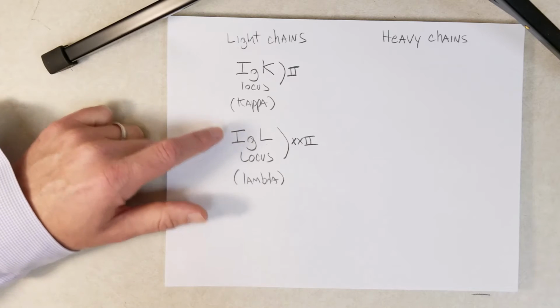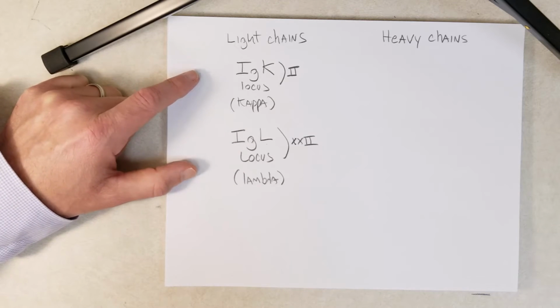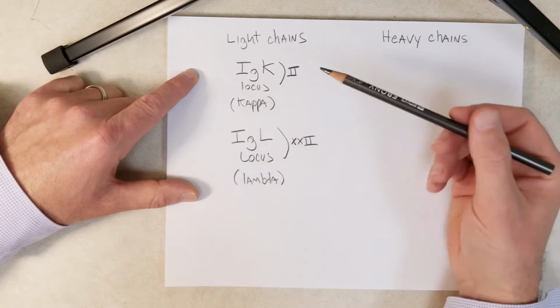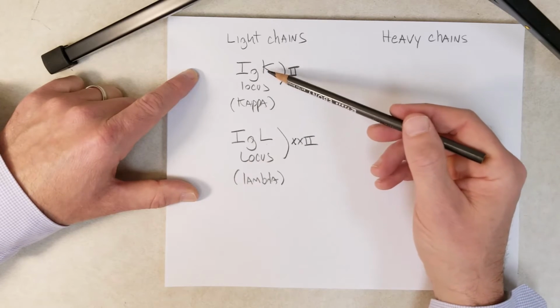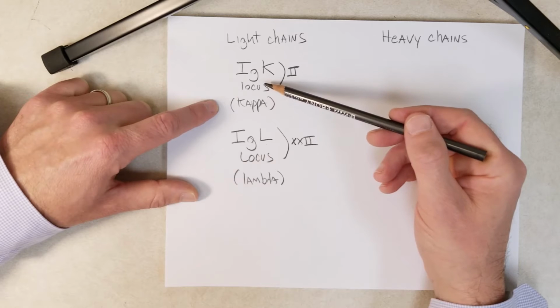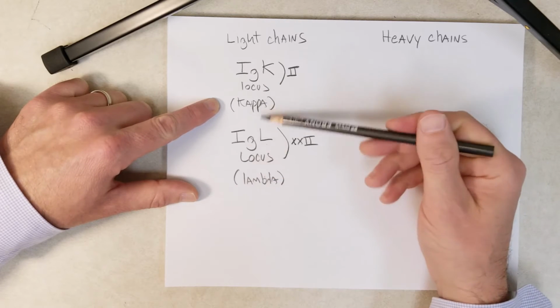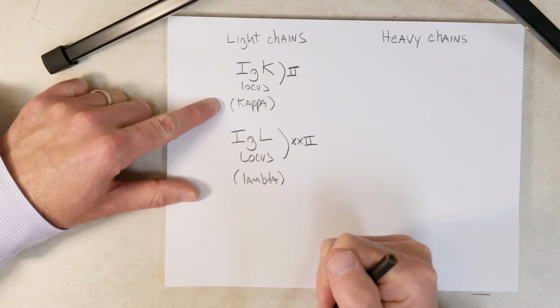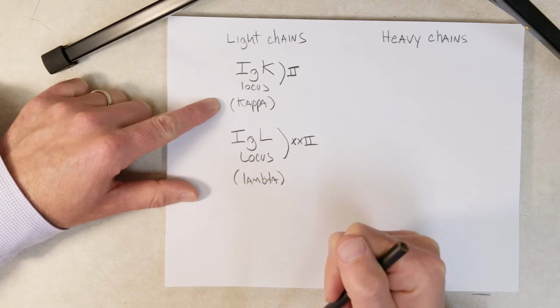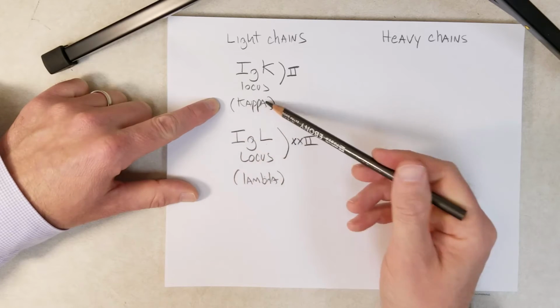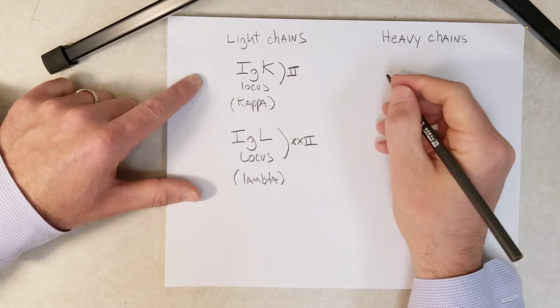As we'll see, maybe Wednesday's lecture or in the next lecture, each B cell is only going to make either a kappa light chain or a lambda light chain. It won't make both. There's a process called allelic exclusion, which will make sure that each B cell only makes one of these, either a kappa or a lambda.